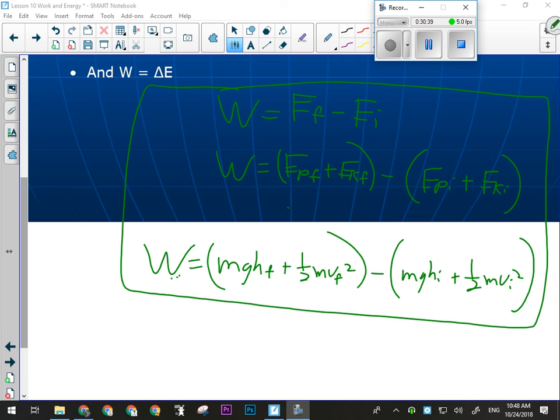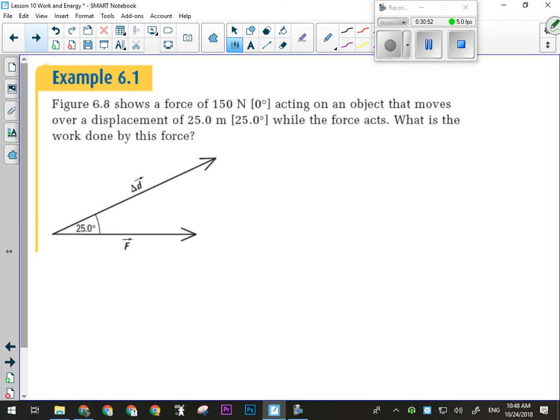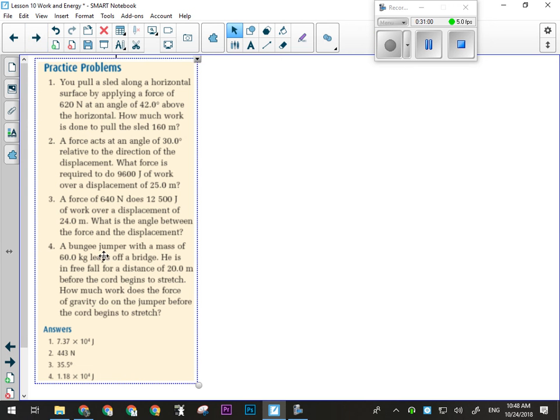Okay, questions on that? Really we're not saying anything different than we said last year in Science 10. We've just added in now that we're dealing with both kinds of energy as opposed to just one. All right, so we're going to go over a couple of examples here. We'll try number 1 together first.